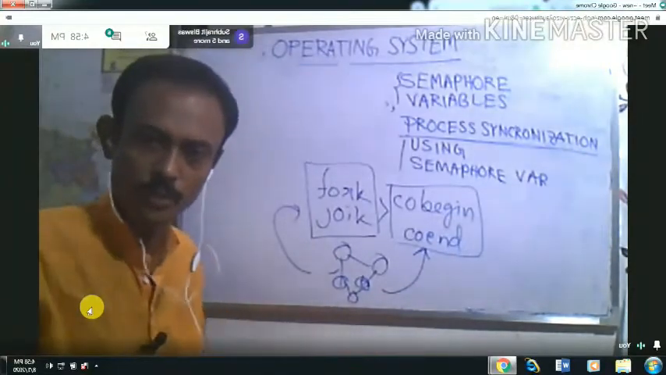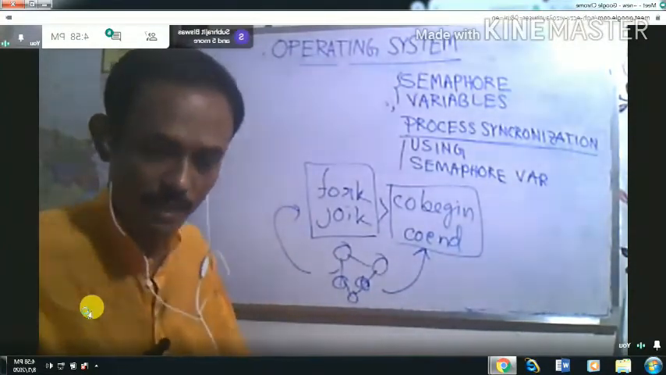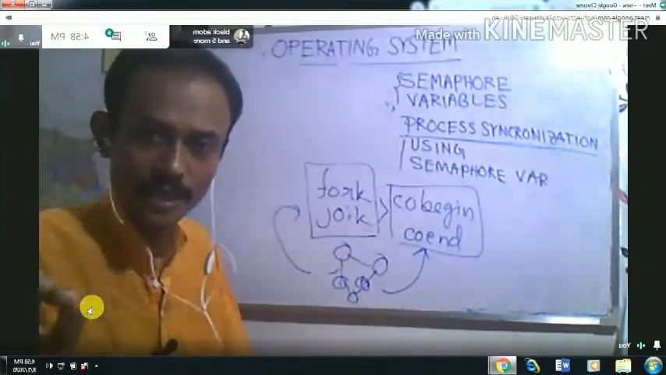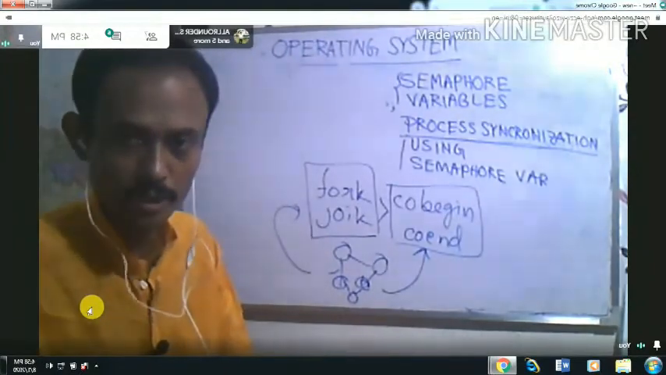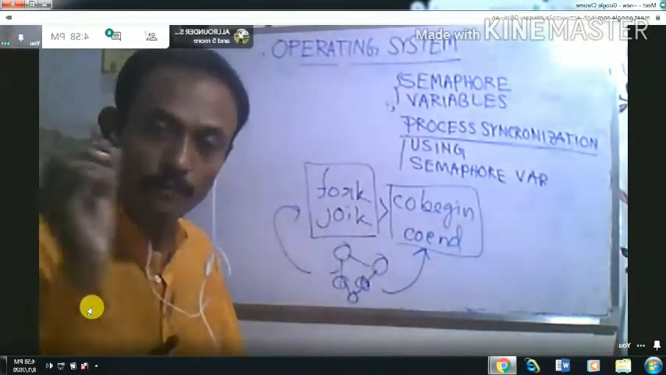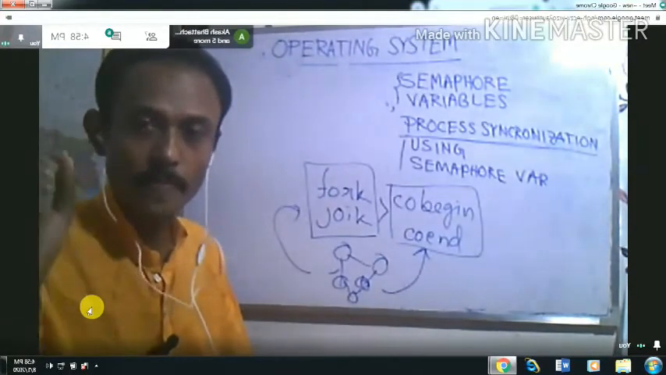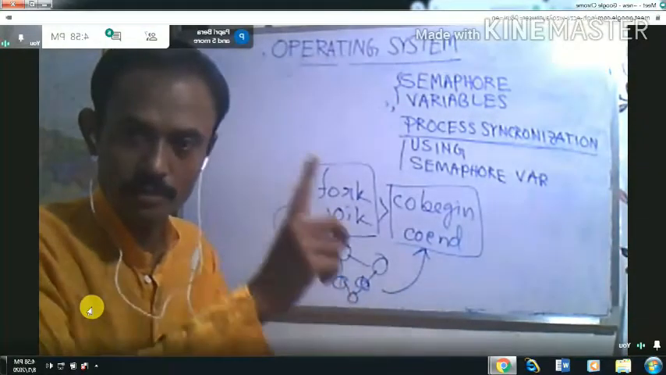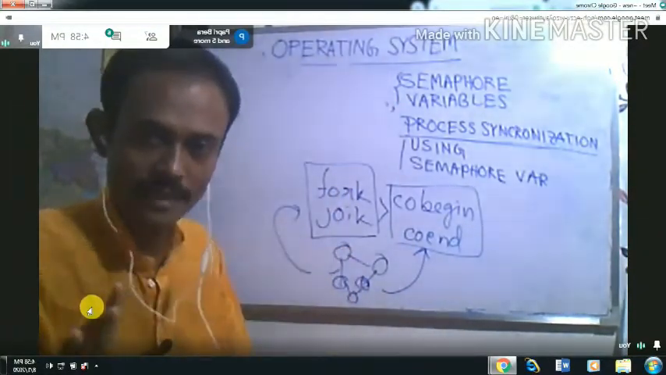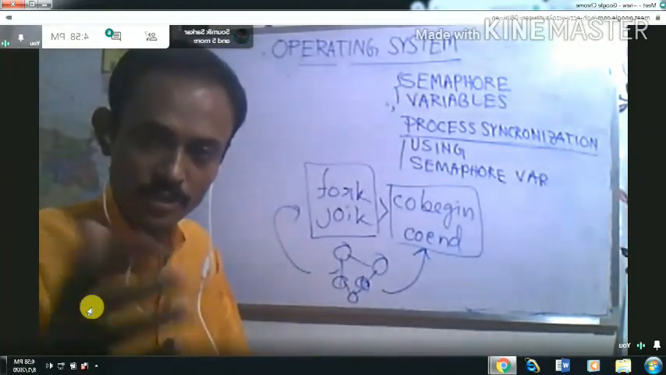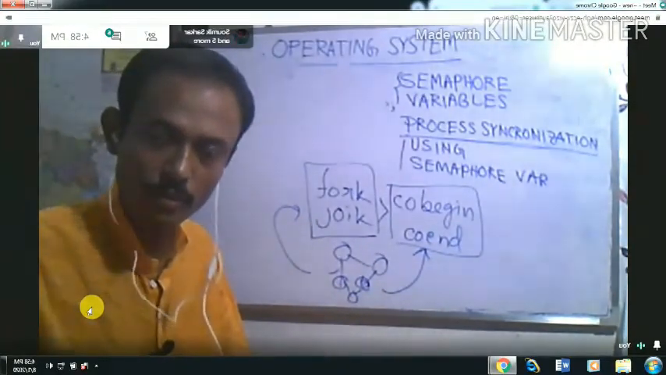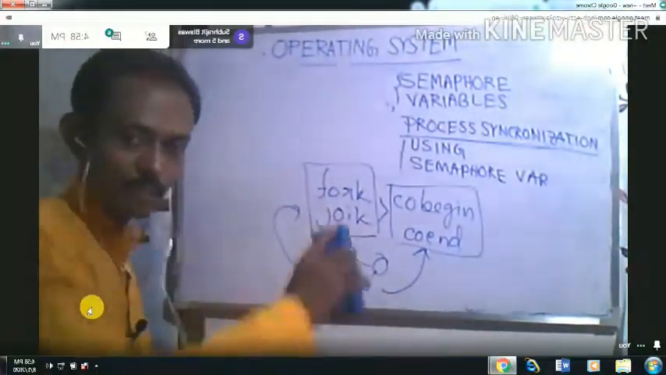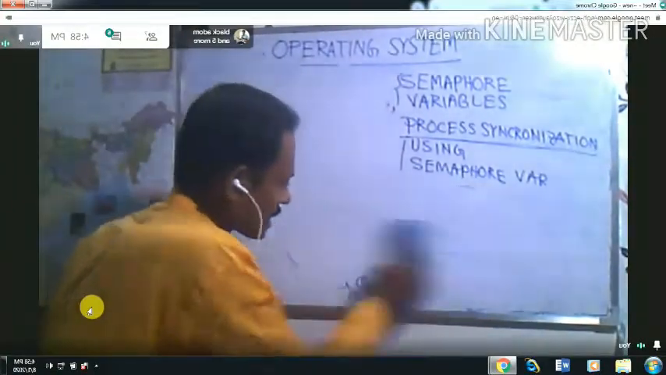At that time I gave you an example of a precedence graph, and I told you that for this precedence graph you cannot write the co-begin and co-end structure, but you can write the fork join structure. But here we will see that for that particular precedence graph, for which we were not able to write the co-begin and co-end structure, using the semaphore we will now be able to write it. So what is that precedence graph? Let's see. Suppose the precedence graph is this.